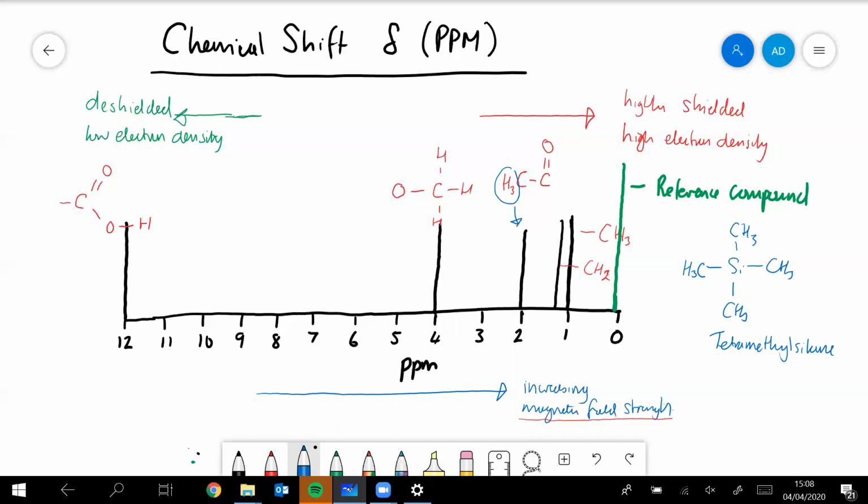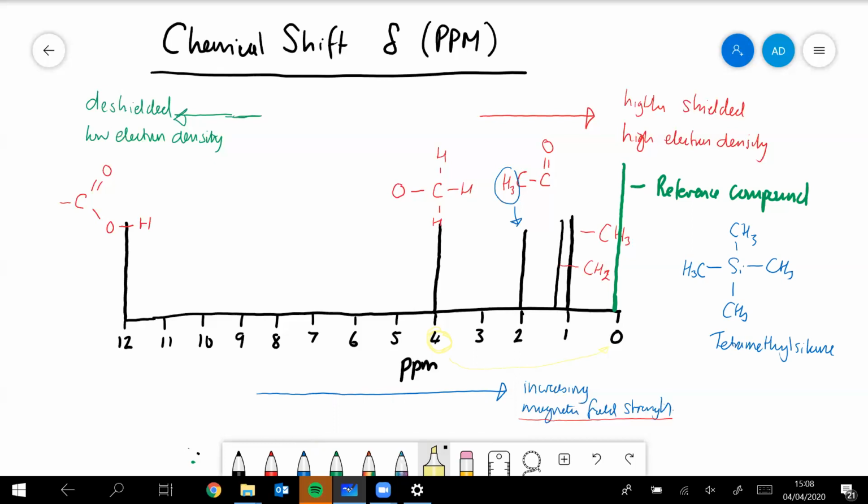And a drop of this is always added to the sample. That's to set the value at 0, if you like. That's like an internal benchmark, right? So you define that as being 0. And then if you get a signal at, say, 4 ppm, what that would mean is that the strength of the magnetic field there is 4 parts per million weaker than it is here.